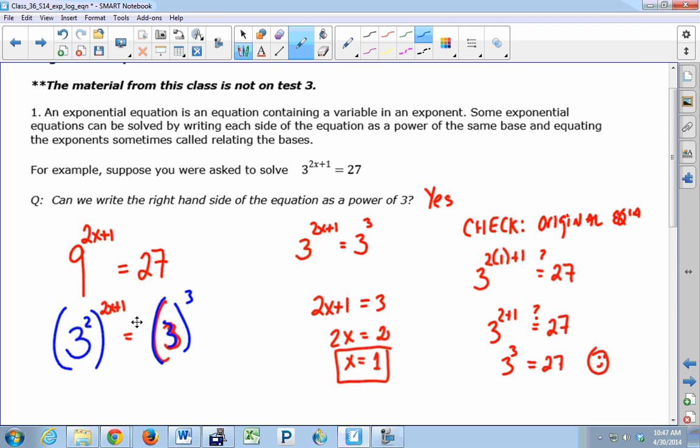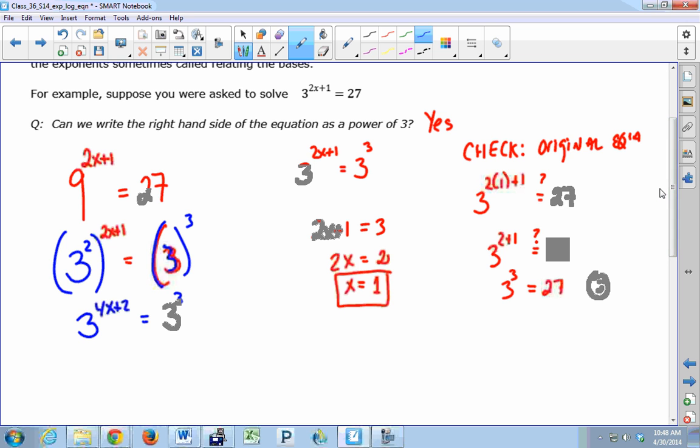The only thing here is you would have to do one more step, because notice you want to write this as 3 to some power. So in order to write it as 3 to some power versus 9 to some power, you now have to use your exponent rule where you have a power to a power, so you multiply your powers. So this would be 3 to the 4x plus 2 equals 3 cubed. And now you can set your two exponents equal and get your answer. So it's going to be a fraction: 4x plus 2 equals 3, 4x equals 1, x is a quarter. So check that out.